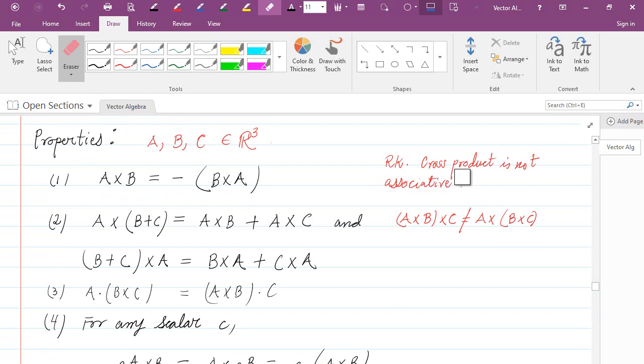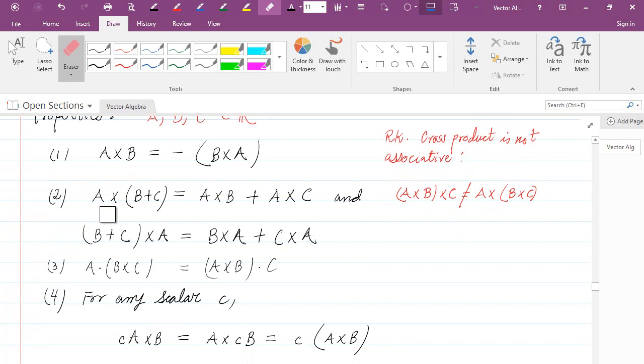The cross product is not associative, that is A cross B cross C is not the same as A cross B cross C. On the left hand side you are taking the cross product of A and B first, and then whatever vector you get out of that you take the cross product with C. On the right hand side you are taking the cross product of B and C first, and then whatever vector you get there you take the cross product with A. So the cross product is not associative. It means that this equation doesn't hold.